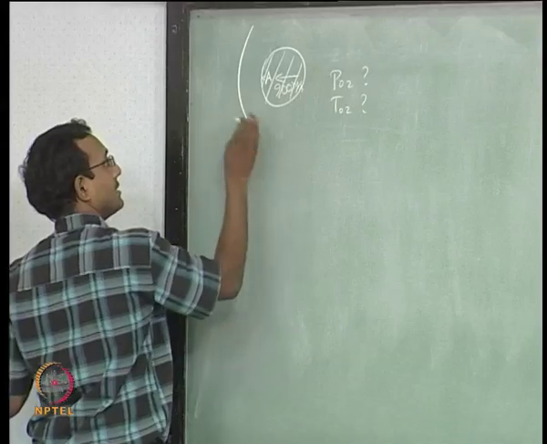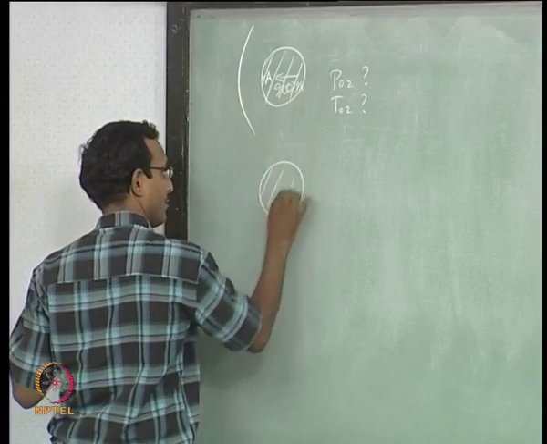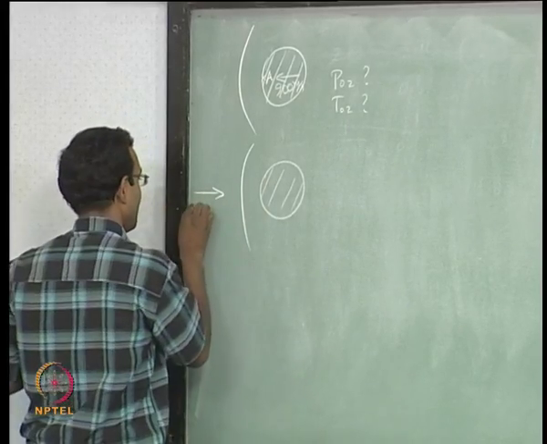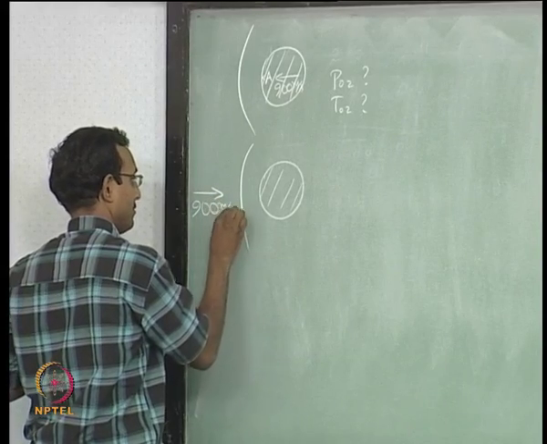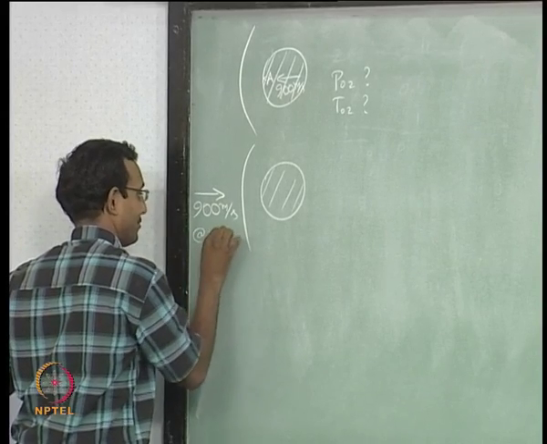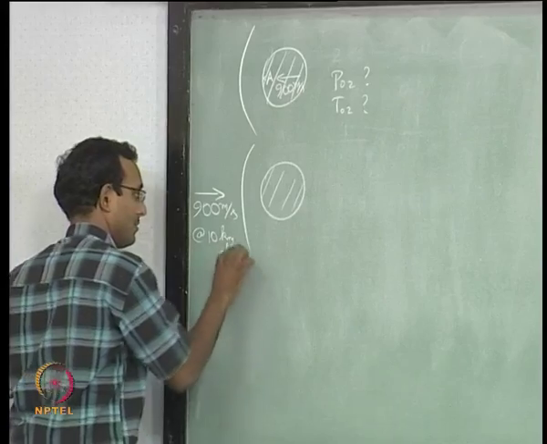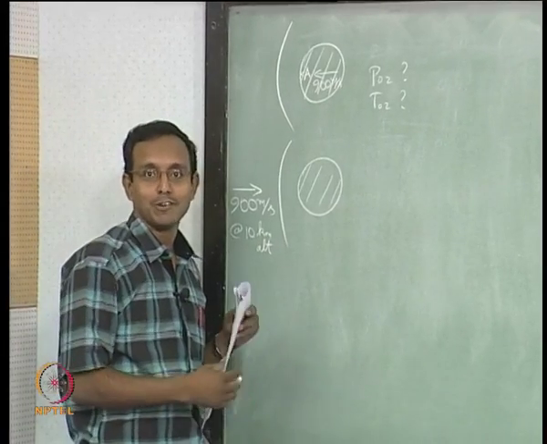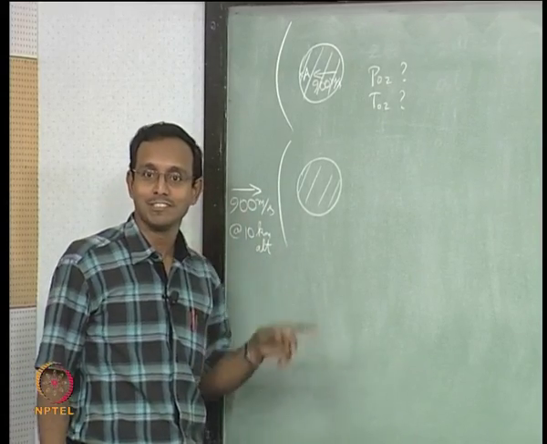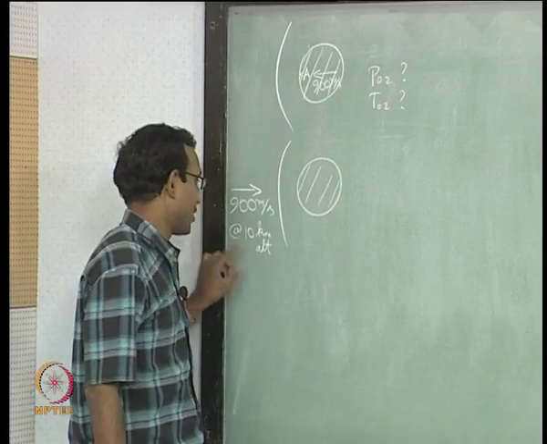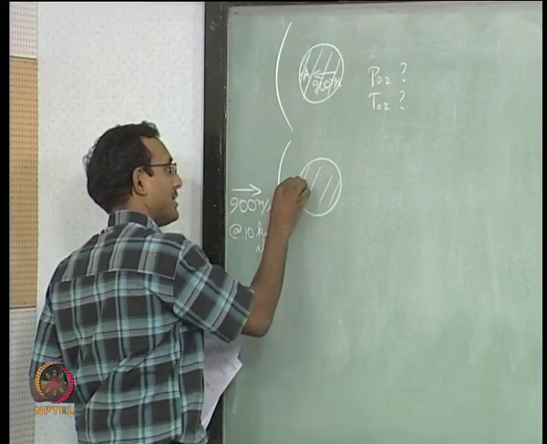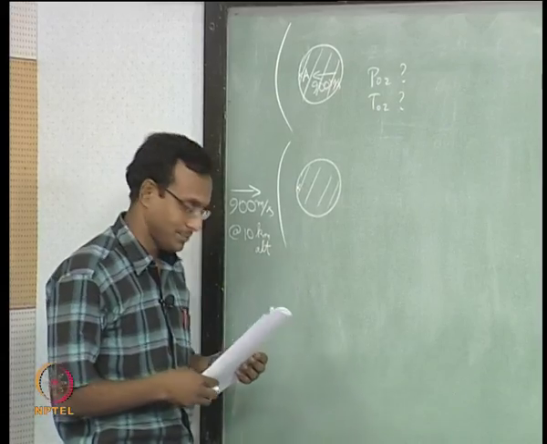Okay. So if I go to another reference frame where the flow is coming and this bullet is stationary, it is coming at 900 meter per second, and it is given that it is at 10 kilometer altitude. That is typically the altitude of aircraft flying long distances. At 10 kilometer altitude I am shooting a bullet at 900 meter per second. I want to find the pressure and temperature experienced by the front end of the bullet.